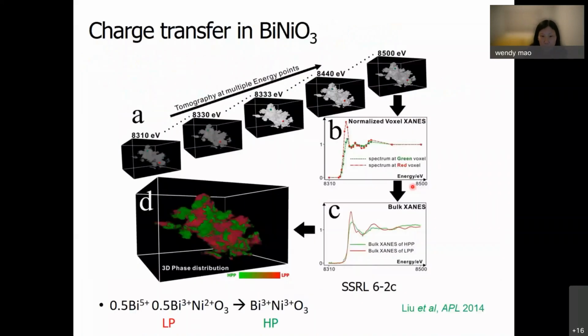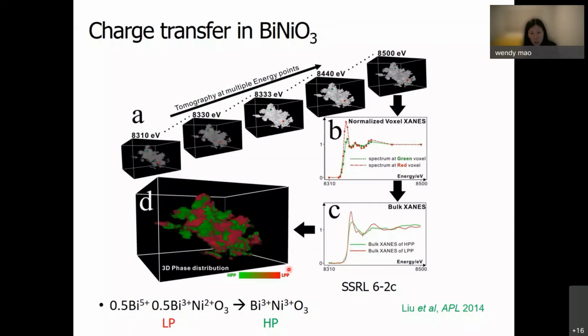And so we looked at speciation in the study of a pressure-induced charge transfer transition in bismuth nickel oxide. In the low pressure phase, you have nickel 2+ and a mixture of bismuth 5+ and bismuth 3+. But around 4 GPa, you induce a charge transfer transition where electrons transfer from nickel to bismuth, resulting in only nickel 3+ and only bismuth 3+.